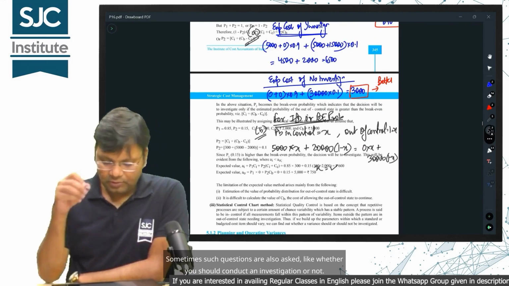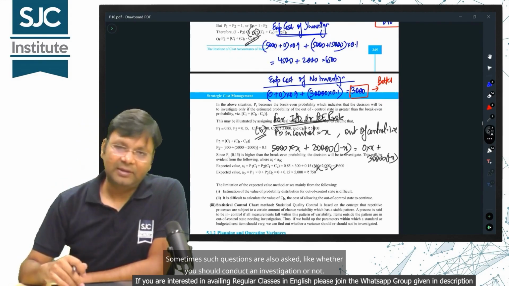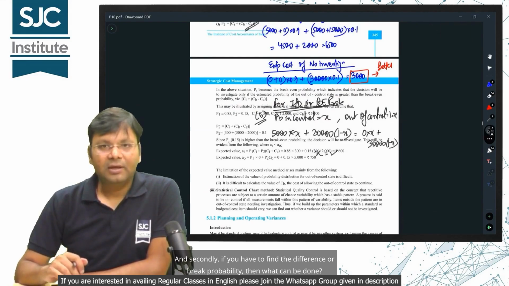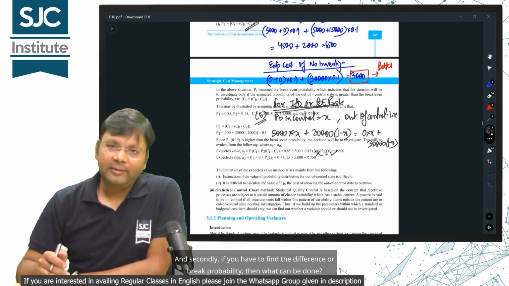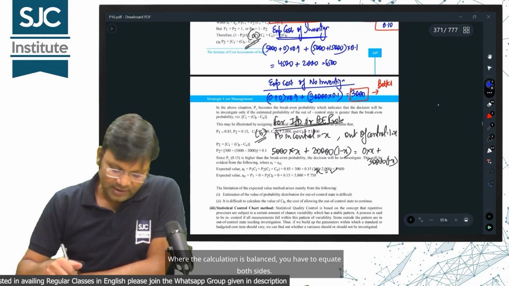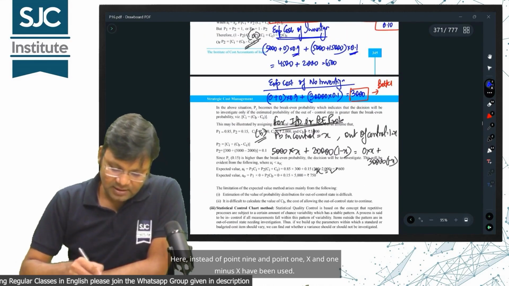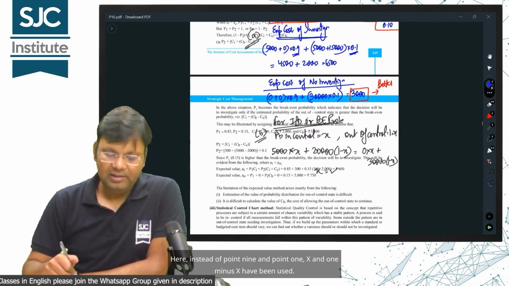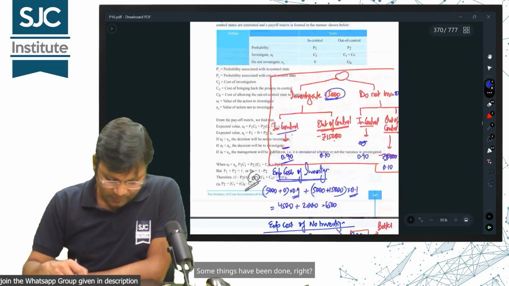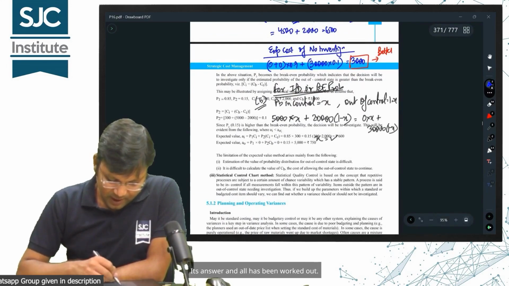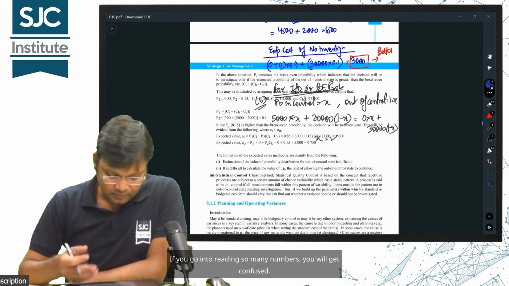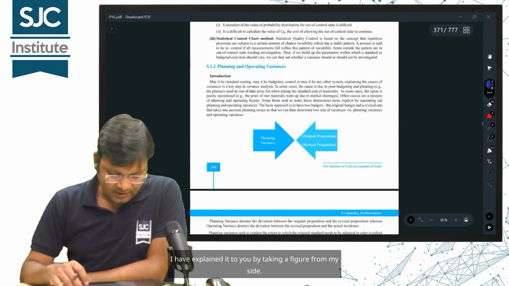Did you understand? Sometimes such questions are also asked, like whether you should conduct an investigation or not. And secondly, if you have to find the difference or break probability, then what can be done? Where the calculation is balanced, you have to equate both sides. Here, instead of 0.9 and 0.1, x and 1 minus x have been used. Some things have been done on top of this, right? Its answer and all has been worked out. If you go into reading so many numbers, you will get confused. I have explained it to you by taking a figure from my side.